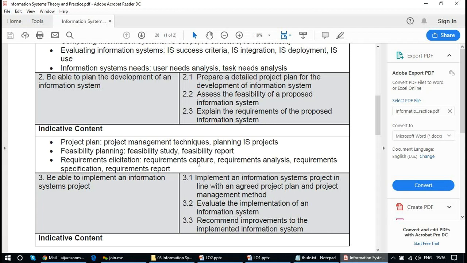So you capture the requirement, you analyze the requirement, and you represent the requirement. You follow the requirement specification, and then you create a report of your requirement overall.